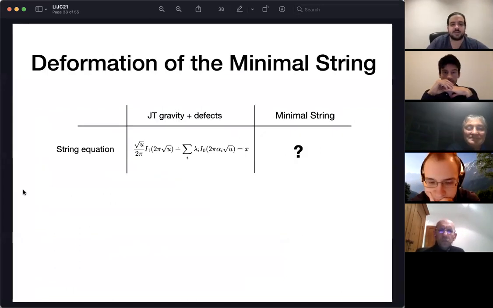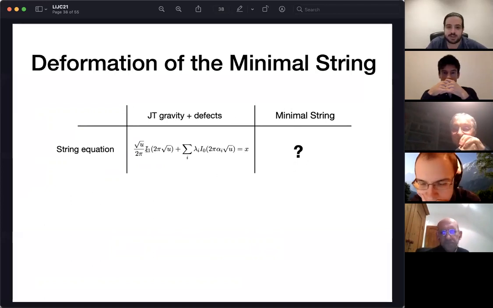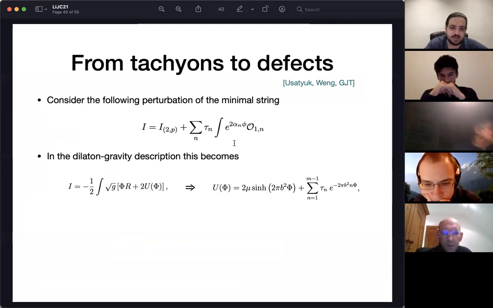Yeah, okay, so in the last couple of minutes, I just want to mention what deformation of the minimal string gives you this deformation of Jackiw-Teitelboim gravity with defects. So I went over a little fast, but this is the string equation of JT gravity with defects. So we want some model that has a string equation that becomes this at large p. And the answer that we proposed in this paper was to consider these deformations of the minimal string.